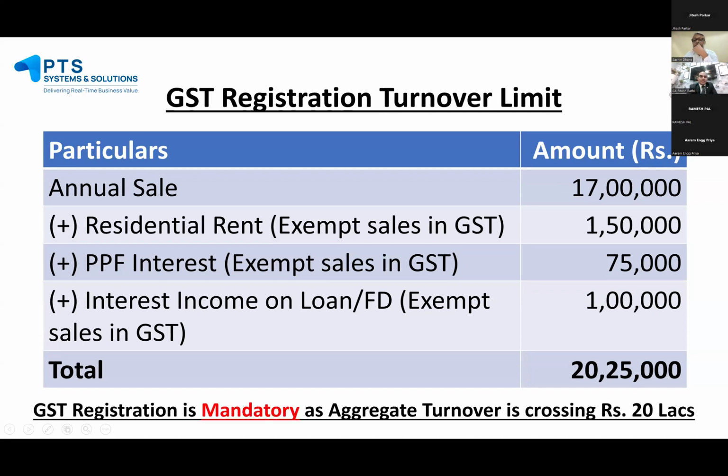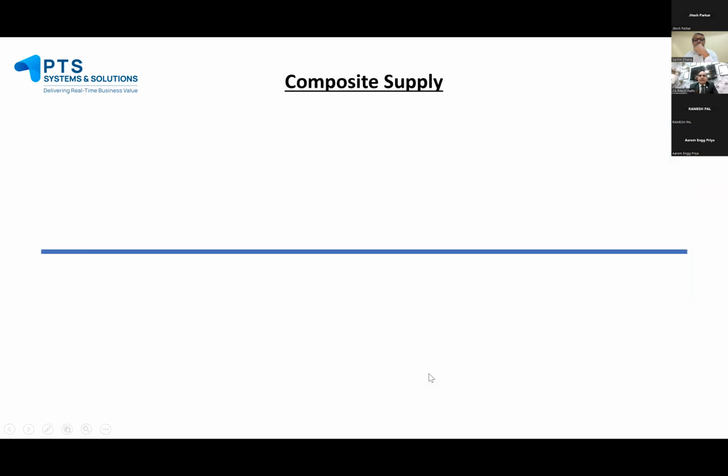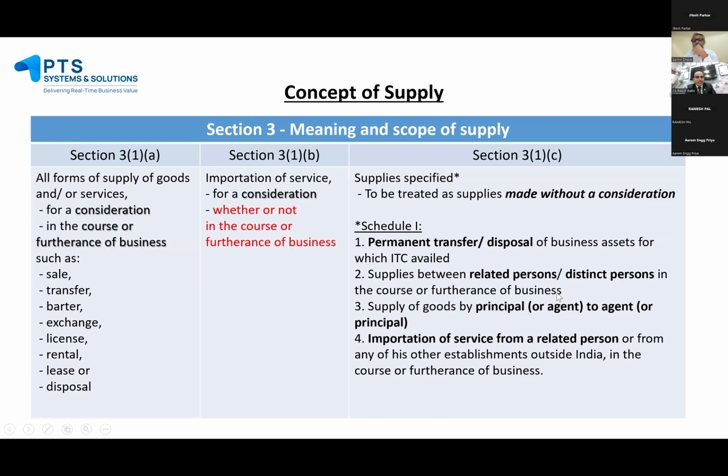Now, again, everyone must be aware of what is covered in the definition of supply. We all know the definition of sales, but what no one has bothered about is this red-colored item highlighted here: import of service. Everyone knows it is an RCM item, but it is specifically mentioned whether or not in the course or furtherance of business. This is very dangerous, because people tend to understand that GST is applicable only when it is related to business. In the case of import of service, they have specifically added that it applies whether or not in the course or furtherance of business. That means even if it is for your personal purpose, it will still be a supply in the definition of GST.